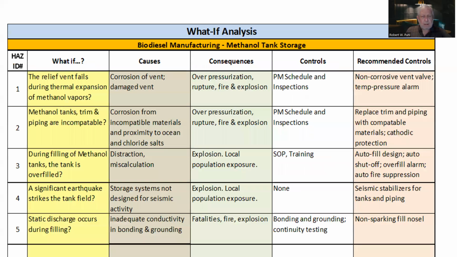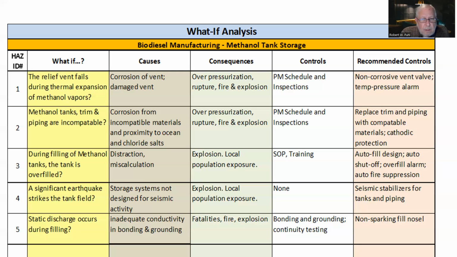So this is the what if analysis. And again, here comes specs again. What if the relief vent fails during thermal expansion of methanol vapors? Causes could be corrosion of the vent or damaged vent. The relief vent, they call it. Consequences: overpressurization, rupture, fire, explosion. The existing controls are PM schedule and inspections. So PM is preventive maintenance schedule and inspections. Recommended controls: non-corrosive vent valve, temperature and pressure alarm. So the vent fails.